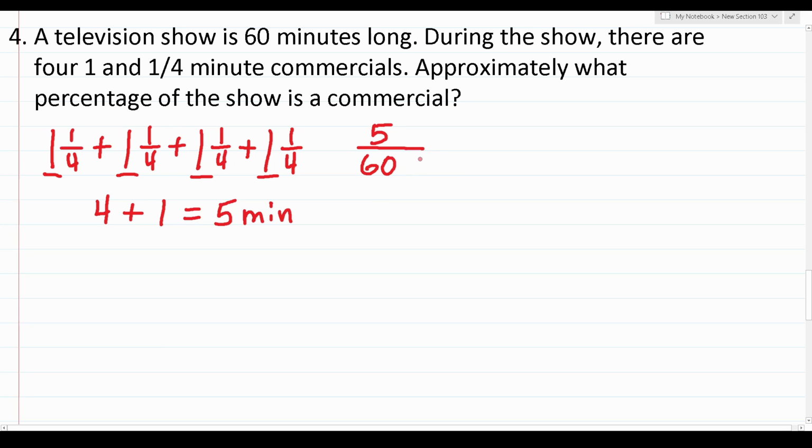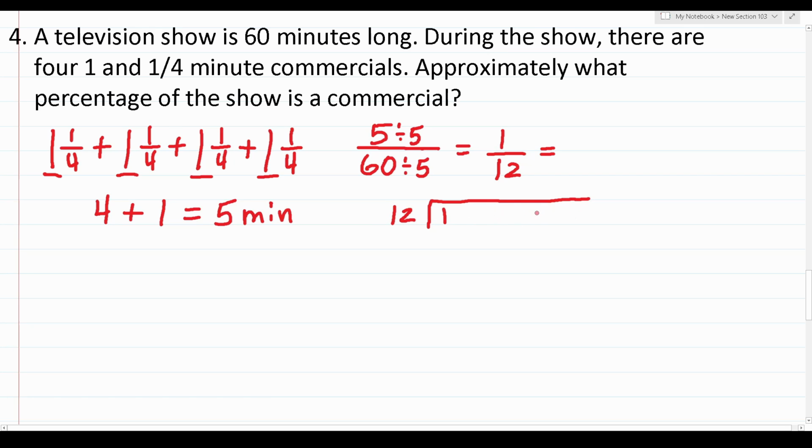Well, to be honest with you, I don't want to get stuck doing that math. So what I'm going to do is try to simplify this as much as possible. And you should realize that both 5 and 60 have a common factor of 5. 5 divided by 5 is 1. 60 divided by 5 is 12. All right, so now I'm going to go ahead and proceed with my long division. Again, I'm going to read this as 1 divided by 12.